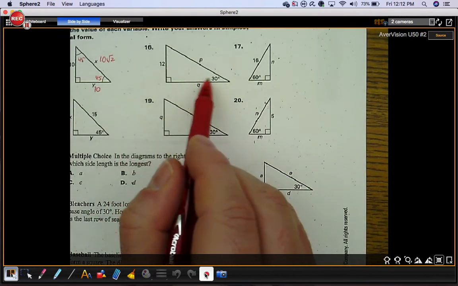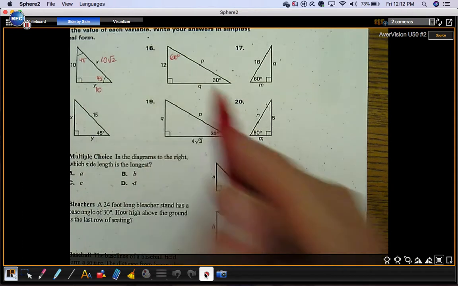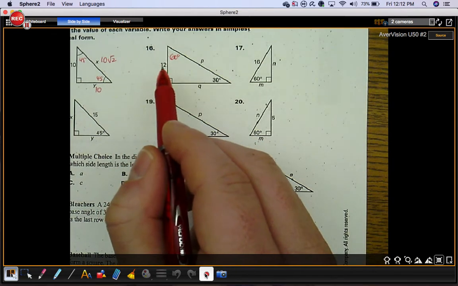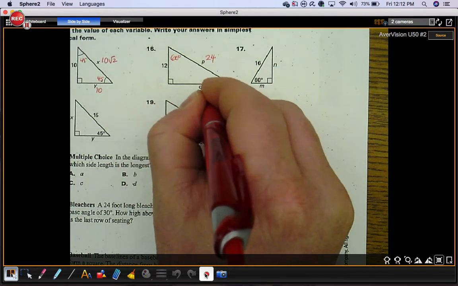Notice how we only know two angles in this, number 16. We can calculate the other one. It's a 30, 60, 90. So the short leg is 12. The hypotenuse then is 24, and your long leg is 12 square root of 3.